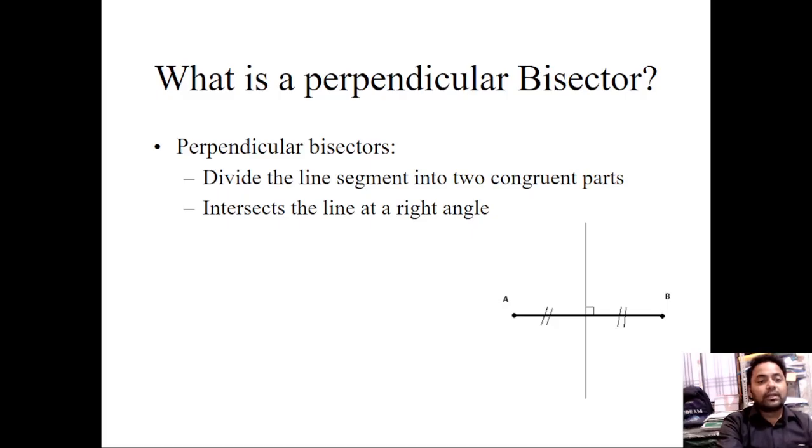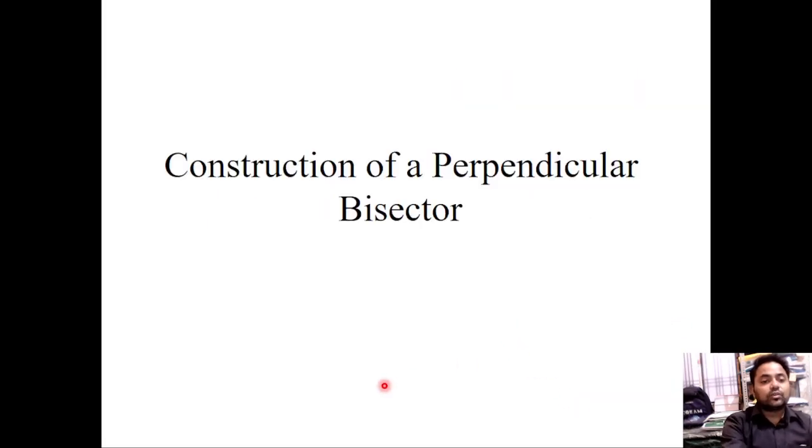This is called the perpendicular bisector of the line segment AB, because this length and this length are both equal. This length and this length are equal, and this angle is equal to this angle, this angle is equal to this angle, because this is the perpendicular bisector of line segment AB. Construction of a perpendicular bisector.